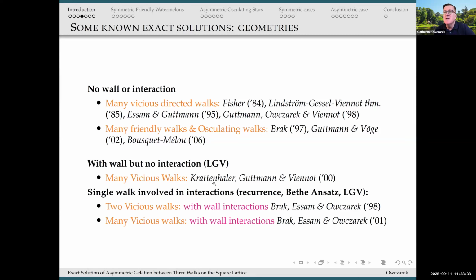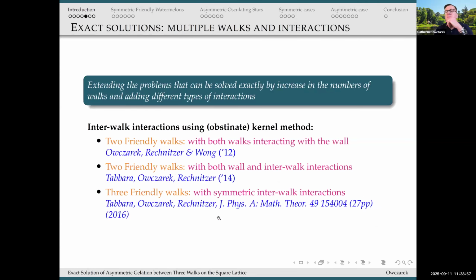Many vicious walkers, Krattenthaler, Guttmann, and Viennot in 2000. And if you take a single walker and you have various interactions, then you can extrapolate to two walkers with wall interactions and many vicious walkers. Okay, but where we then moved to in the early 2010s was to look at friendly walkers with various different types of interactions, and I'll tell you momentarily how we've looked at those problems and how we solved them.